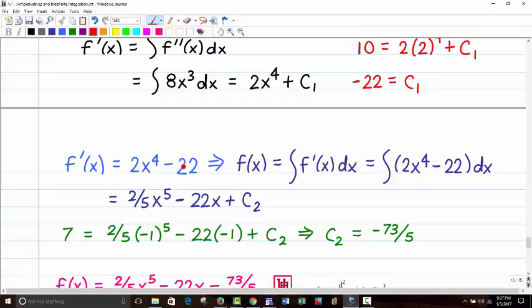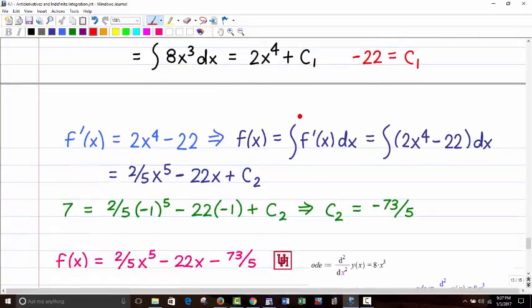Now we have to integrate this one more time. So f of x will be the antiderivative of f prime of x. Now we've reduced it one step to where the rest of the process is just like the last example. So the antiderivative: x to the 4 plus 1 over 4 plus 1, so that makes it 5 on the bottom. So it's 2/5 x to the 5th minus 22x plus C2.